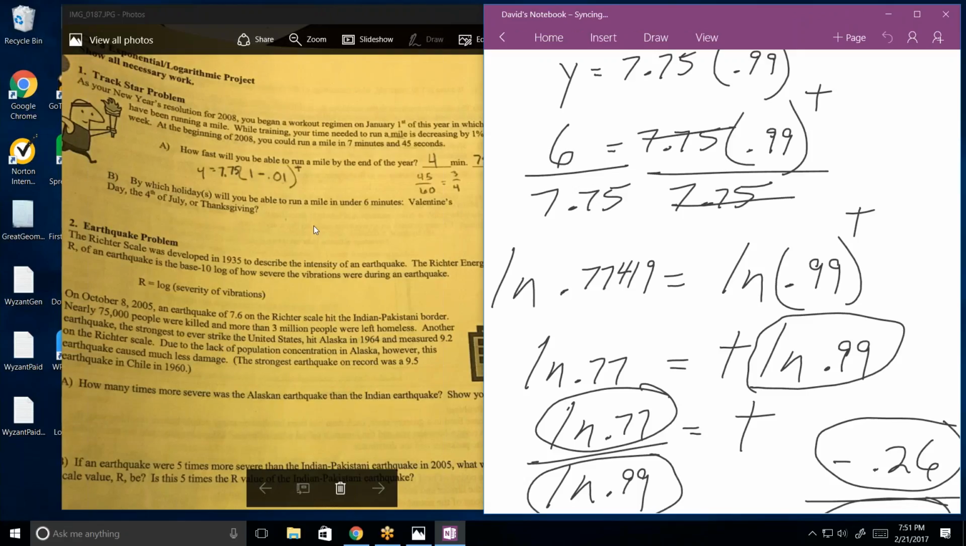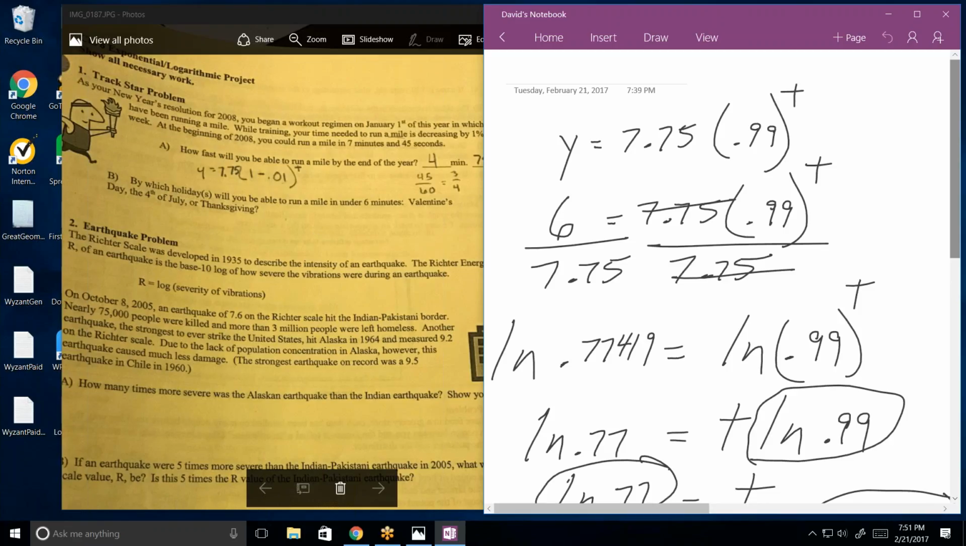Okay, so here's part A. Make sure you see this. Part A is actually very easy. See the top line? Plug in 52 for T, and whatever you come up with is the answer. And what I came up with was 4.59 minutes. That translates to 4 minutes, 36 seconds. That's what I got. So if it takes a year to get down to 4 minutes, 36 seconds, then taking 26 weeks to get down to 6 minutes makes perfect sense.